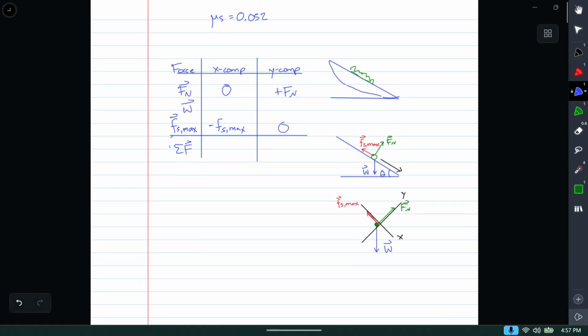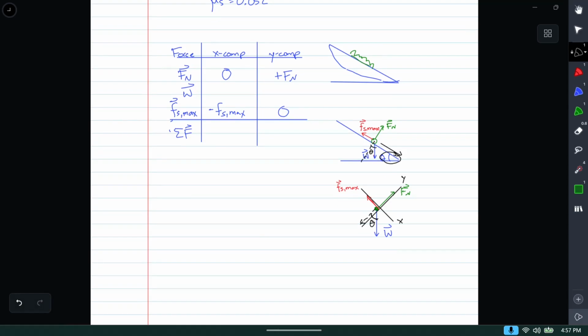All right, for weight, I need to split it into two pieces. One is going to be along the y direction and one will be along the x direction. But if I'm going to do that, I need angles to work with. We've been through this a couple times, but if I go through the geometry, for whatever ramp angle, this angle will also be that same one. So the angle between the weight vector and the normal force direction, the normal force axis, is that same angle.